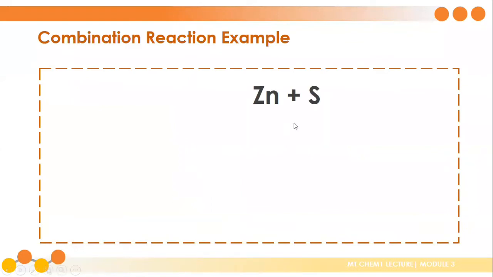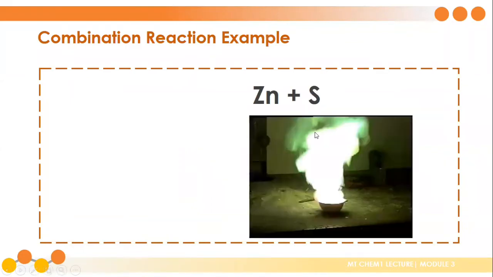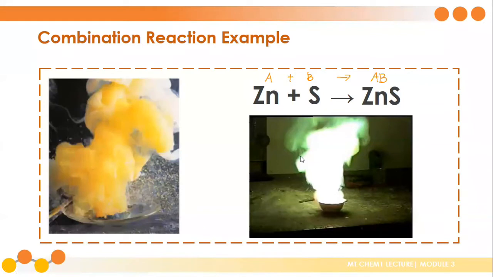We have here zinc plus sulfur, which will produce zinc sulfide. As you can see here, we are going to go back to the equation that we wrote a while ago. Simply A plus B will produce AB, wherein A is zinc and B is sulfur, and it will produce zinc sulfide.